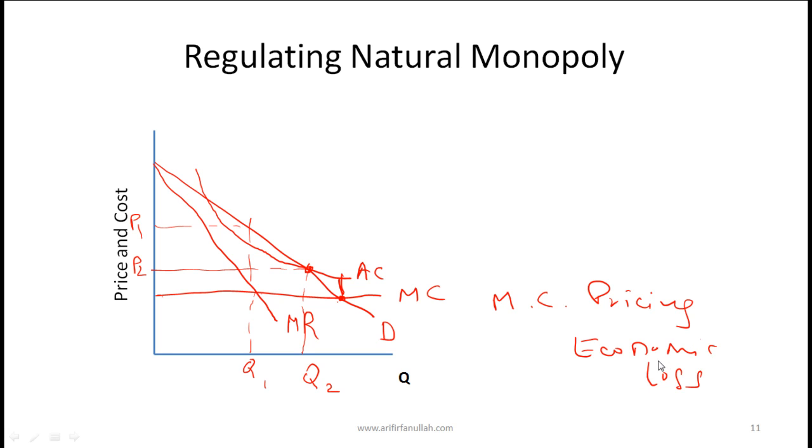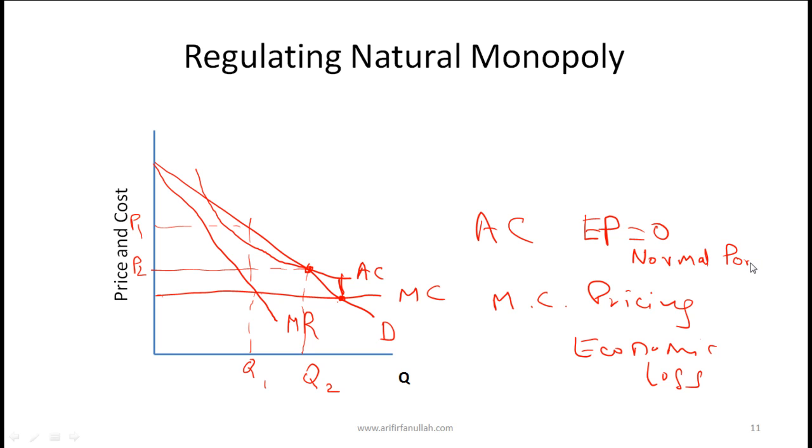Whereas with average cost pricing, your economic profit is equal to 0. And as you studied earlier, this is not completely bad, because even economic profits equal to 0 means that the monopolist still at least makes a normal profit.